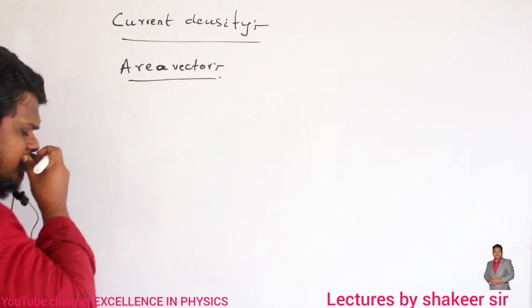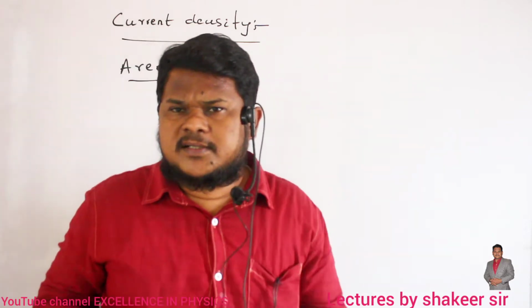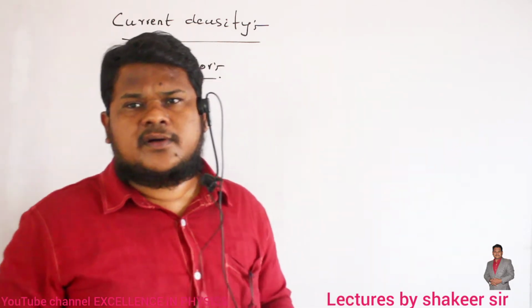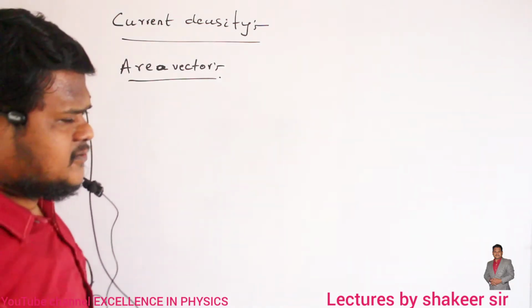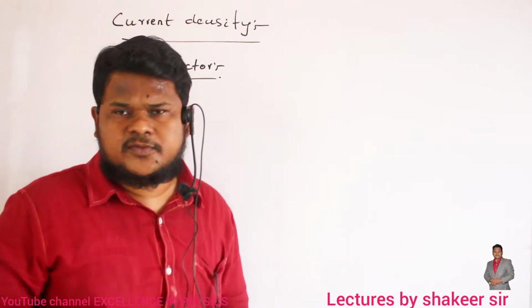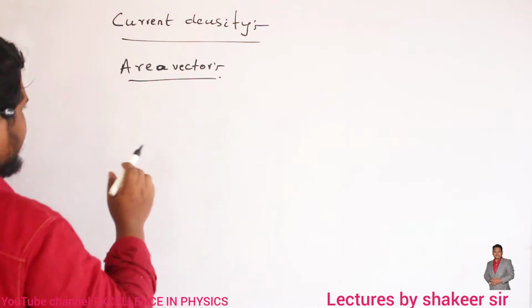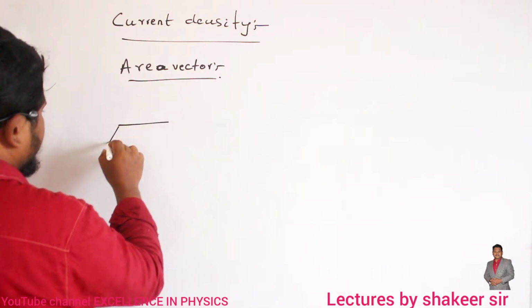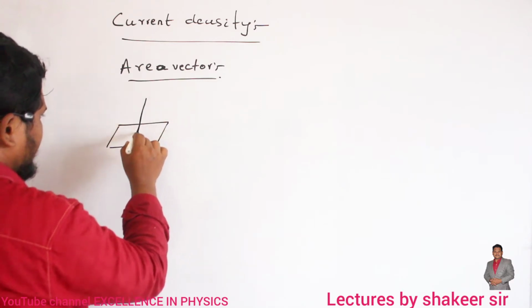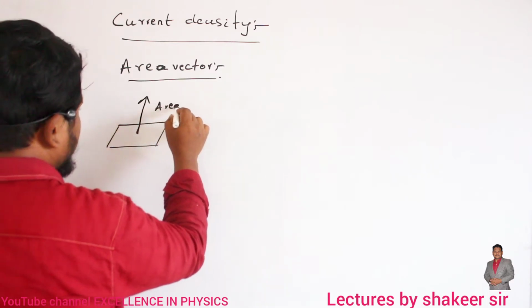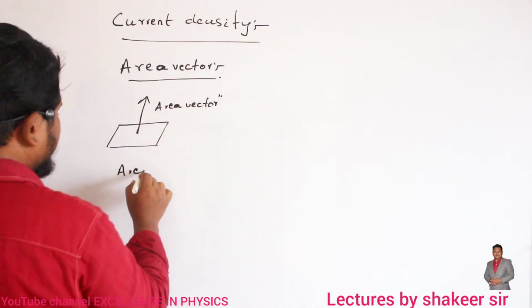Generally we consider area to be a scalar quantity. We don't consider that area has a particular direction. But in this condition where current is flowing, we have to consider area to be a vector quantity. So what is the direction of the area vector here? If you take any surface, the outward drawn normal is called the area vector. How can I define the area vector here?